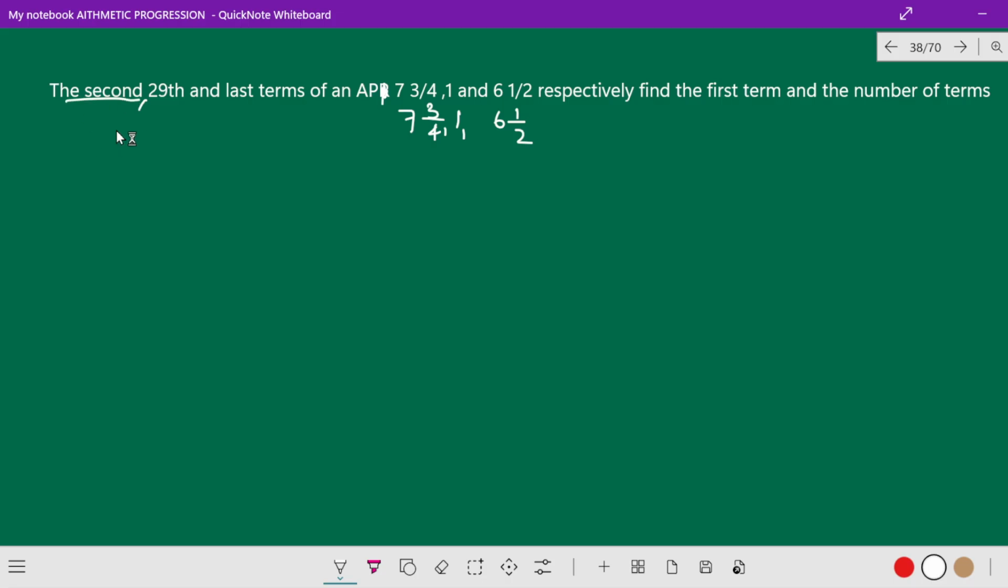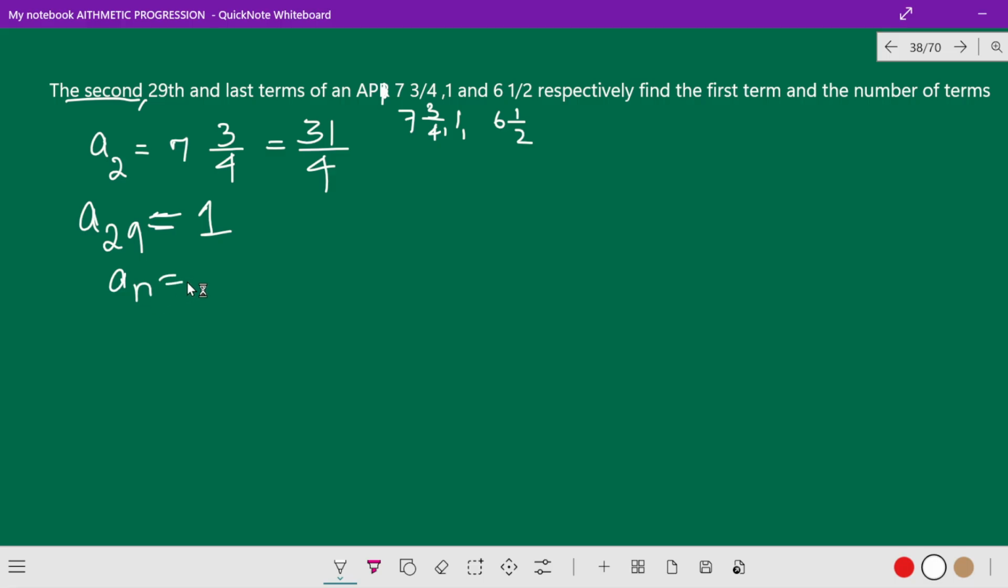So he has given the second term, A2 is equal to 7 3 by 4. That will become 7 into 4 is 28, plus 3, 31 by 4. And the 29th term, A29, is equal to 1. Then the last term AN is equal to 6 and a half, that is 6 into 2 is 12 plus 1, 13 by 2. So these are the terms we have got.